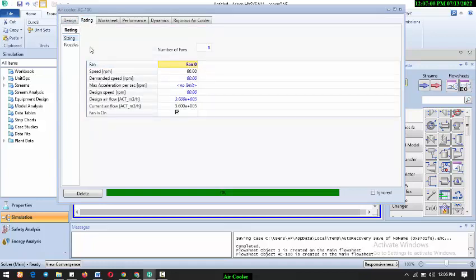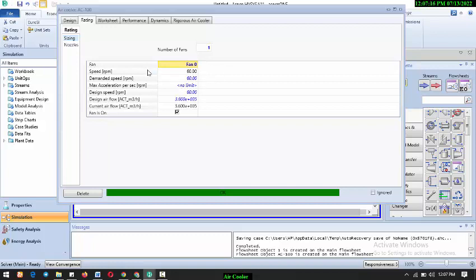Okay, let's go to rating. What are the sizes on the rating? You can choose the number of fans that your air cooler will have. The higher the number of fans, the lower the exit temperature of the air.